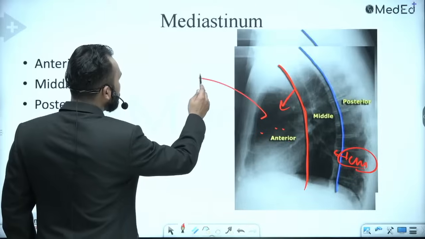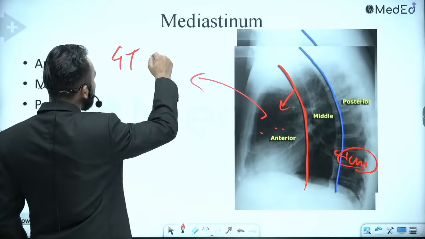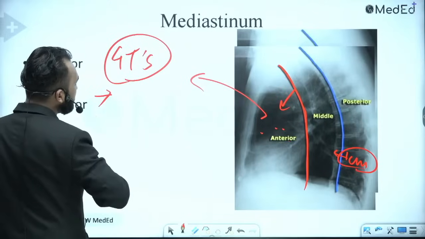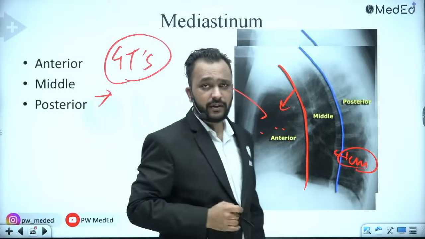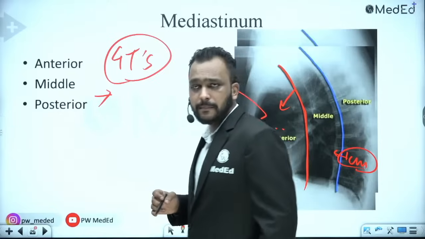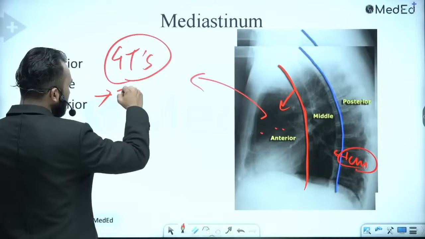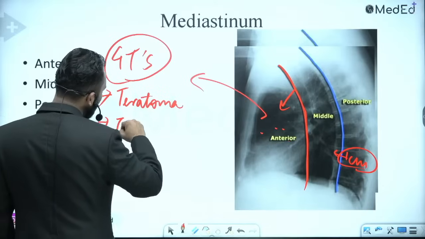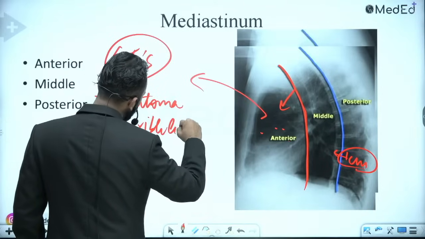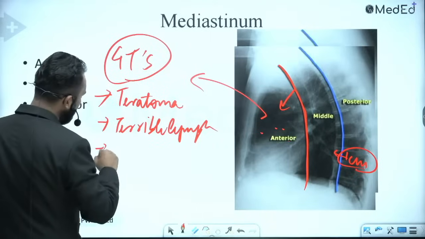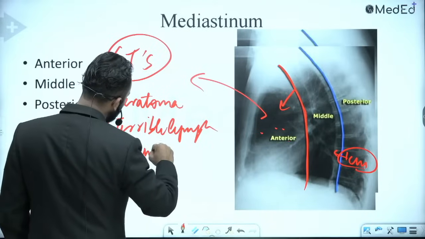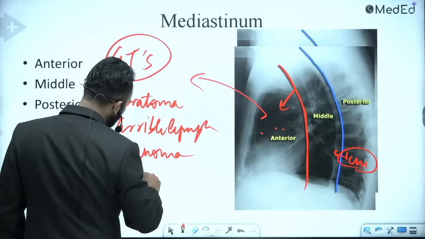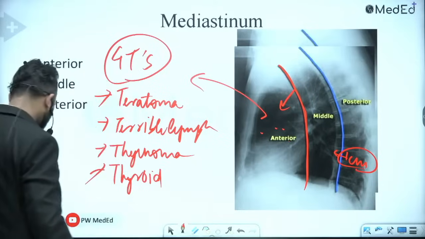So let us see what are the four masses which are seen in the anterior mediastinum. They can be remembered with the mnemonic 4 T's. So 4 T stands for, anyone? What are the 4 T's? Very good, Pratham Patil. You have teratoma, then terrible lymphoma, thymoma we have already discussed, and you can also have thyroid mass in the anterior mediastinum.